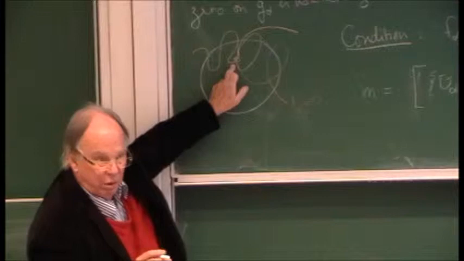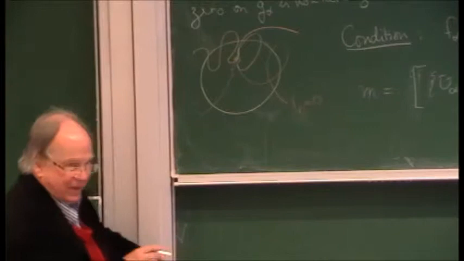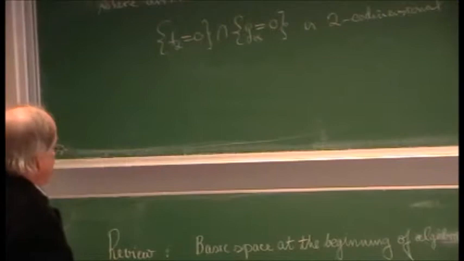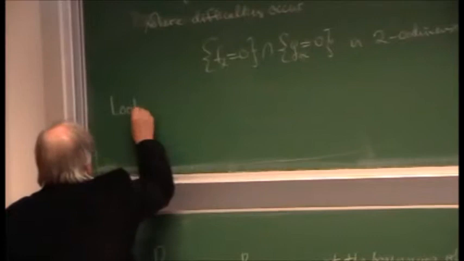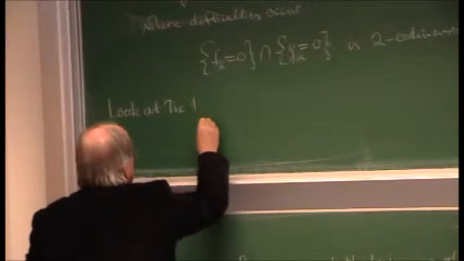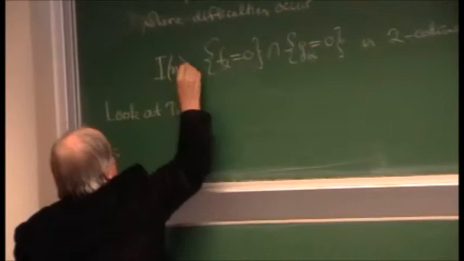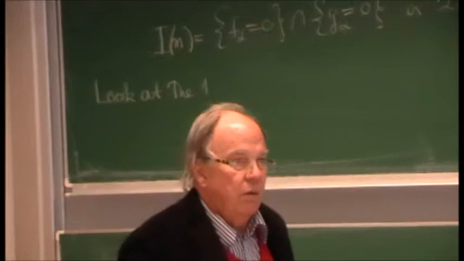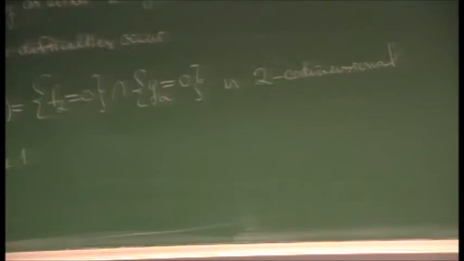So this is only a small set, but an interesting set, where these things could be zero. Let's not look at that right now, let's just look at the one-dimensional case. By the way, let me call this set here I of M for fun, and you call it the indeterminacy set of this mapping M. I mean, you don't know what the value is. It's not infinity, it's not zero, you don't know what to say. So it's indeterminate. So this indeterminacy set is two-codimensional. So let's look at the one-dimensional case where everything's okay.